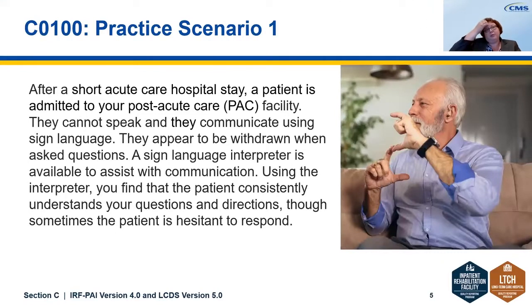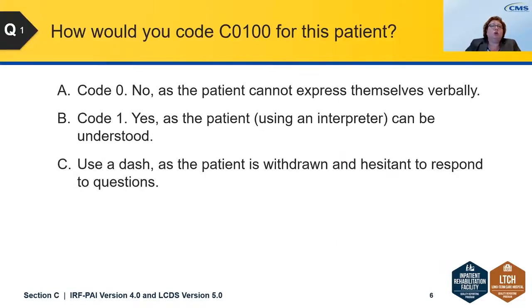So for our first practice coding scenario, after a short acute care hospital stay, a patient is admitted to your post-acute care facility. They cannot speak and they communicate using sign language. They appear to be withdrawn when asked questions. A sign language interpreter is available to assist with communication. Using the interpreter, you find the patient consistently understands your questions and directions, though sometimes the patient is hesitant to respond. So how would you code C0100 for this patient?